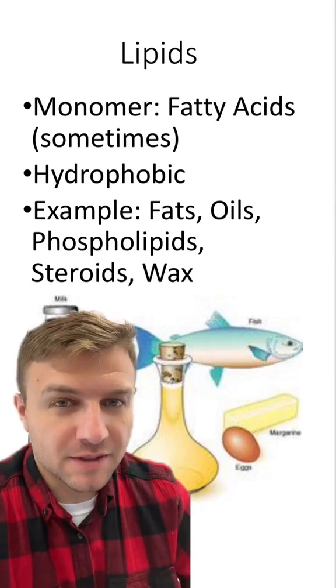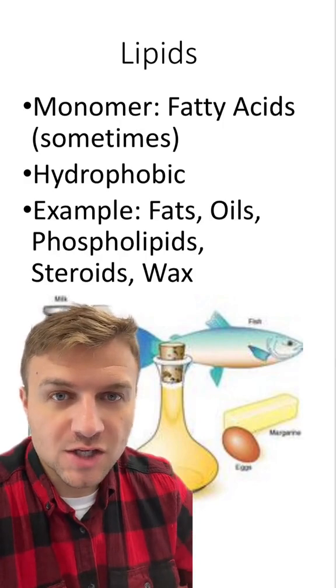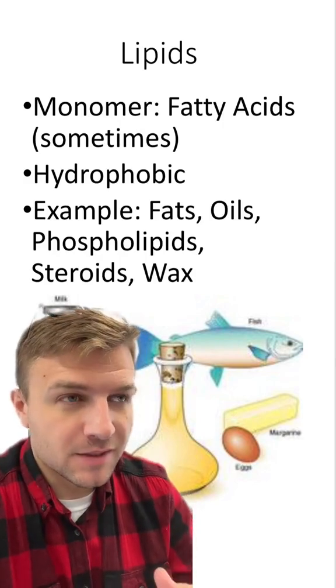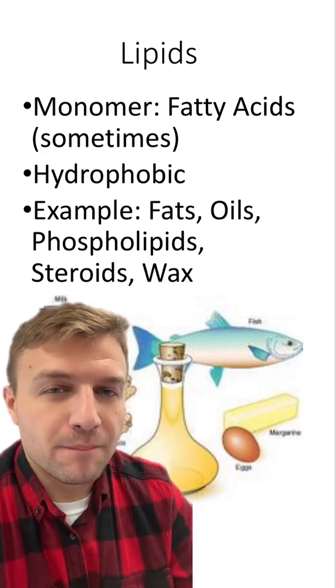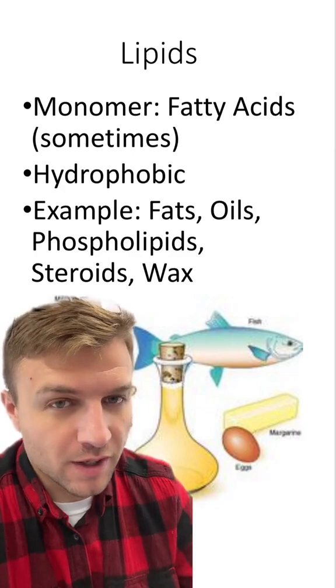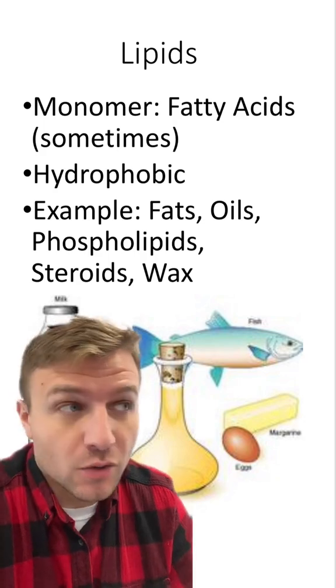Let's learn about lipids. Lipids are one of the four main macromolecules we find in biology. And the monomer of a lipid is sometimes fatty acids. One unique characteristic about lipids is that they're all hydrophobic. Some examples of lipids are fats, oils, phospholipids, steroids, and waxes.